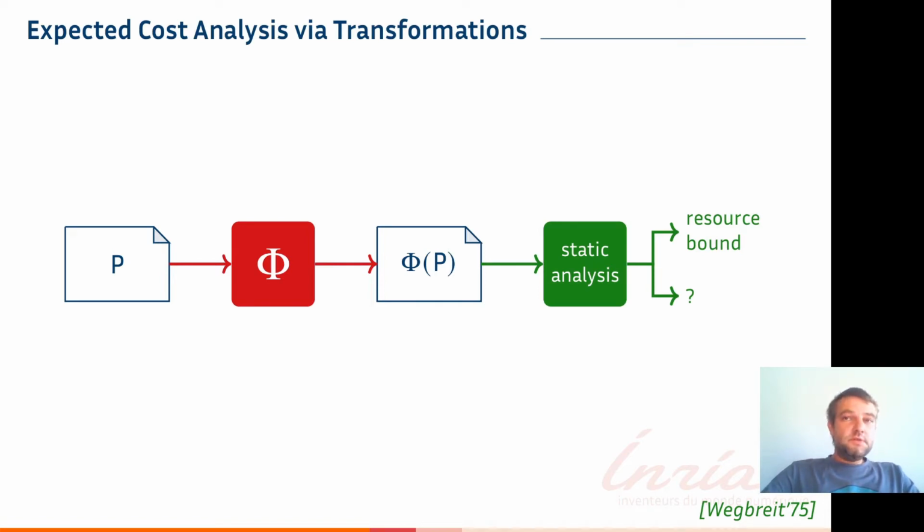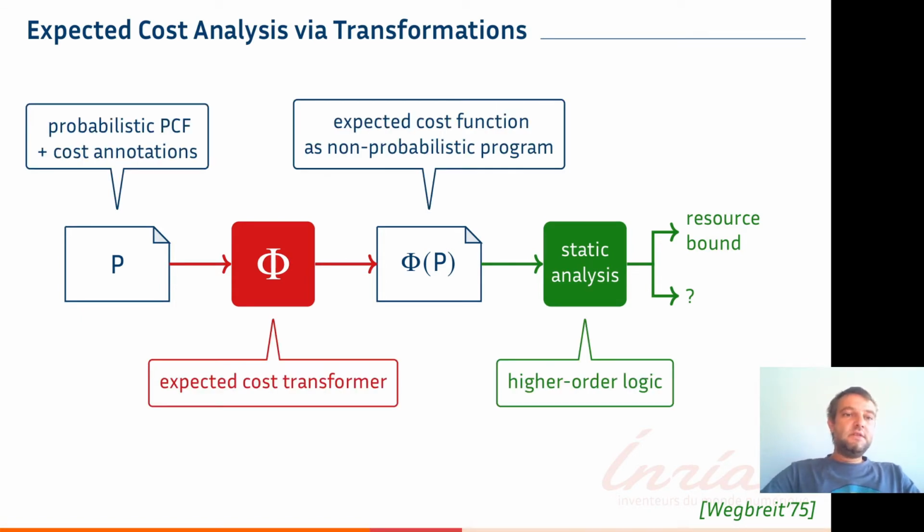The approach that we are proposing for probabilistic programs falls precisely within this framework. We start from a higher order functional programming language endowed with sampling operations from discrete distributions and these cost annotations through ticks that we have seen for an example. And on this we apply our expected cost transformer that extracts from this program in a systematic way an expected cost function. And crucially, this expected cost function is represented now as a non-probabilistic program.